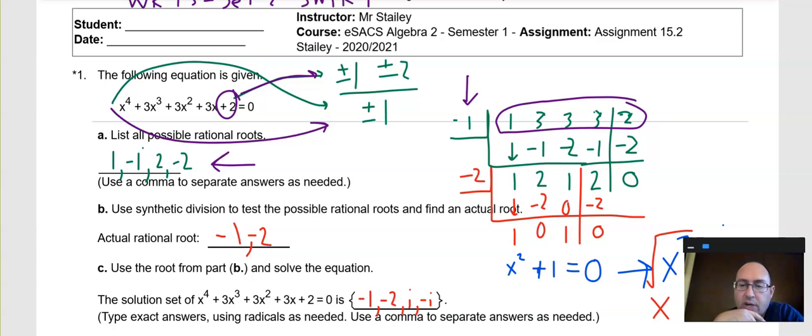And it worked, right? I got -1. I went through the process. I multiplied and added and multiplied and added. And I ended up with a remainder of 0. So what I was looking at was this thing right here.